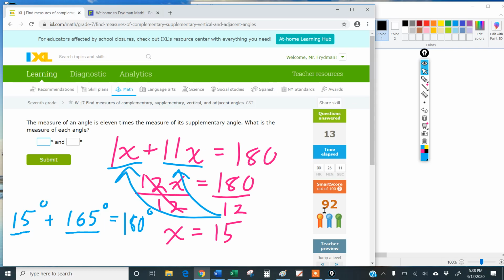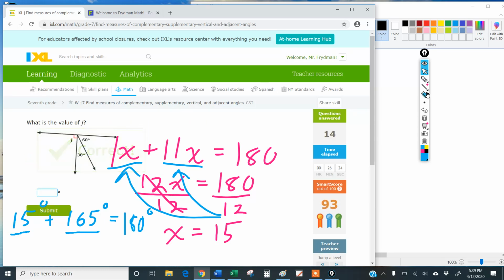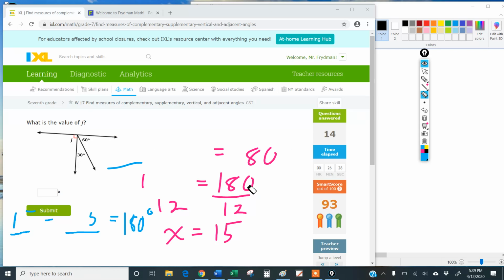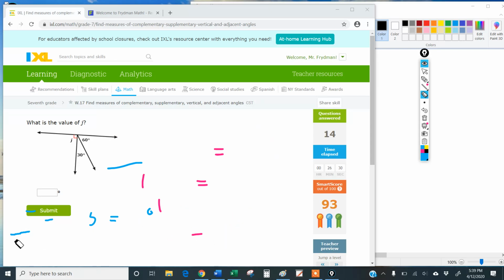All right, that question was just like the last one, but using different numbers. If I get another question which is the same as some questions that we've already done, then I think I'm going to end it there. Let's see. What is the value of J? All right, I guess this one's a little bit different.